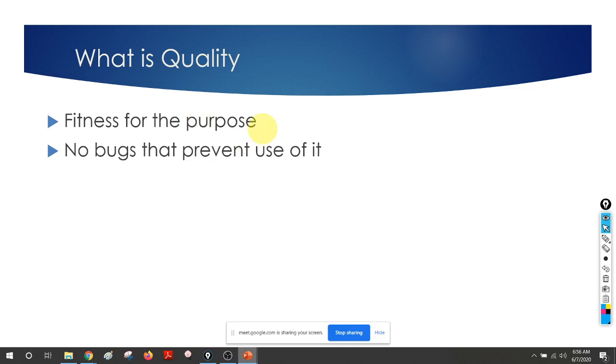Of course, if it is not fitting, that means if it has some issues or does not have some features, that is not a quality product. Then of course, we want to make sure that there are no bugs that prevent the use of it. It doesn't mean that it has zero bugs. So if there are no bugs that prevent the effective use of it, then it's a quality product, right? Therefore, we don't blindly try to make it perfect.